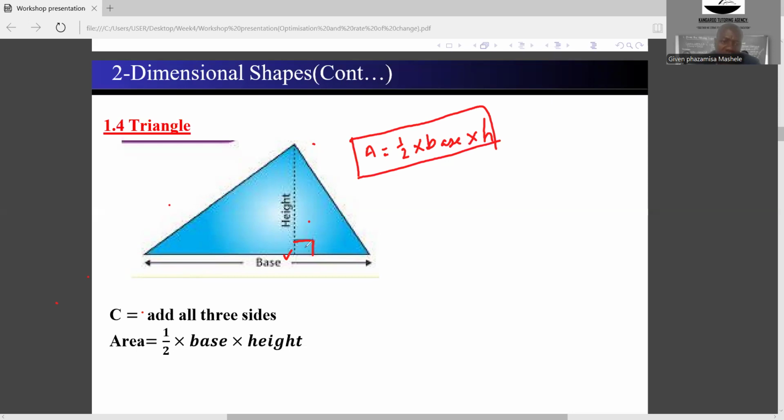So if you know the base and the height, then you can calculate the area of a triangle. I believe you are following. And how do we actually remember this? Let's say you have a four-sided figure.